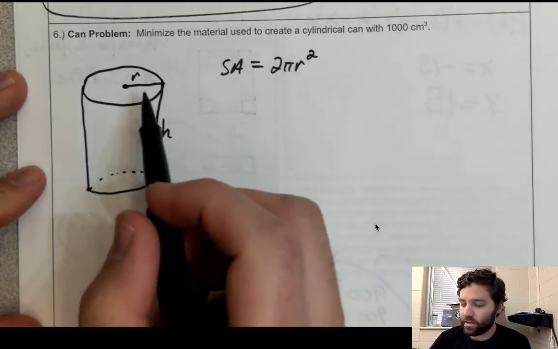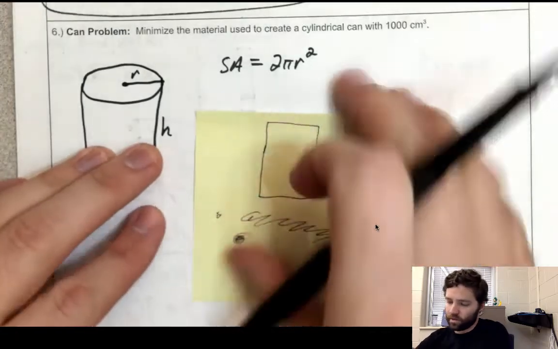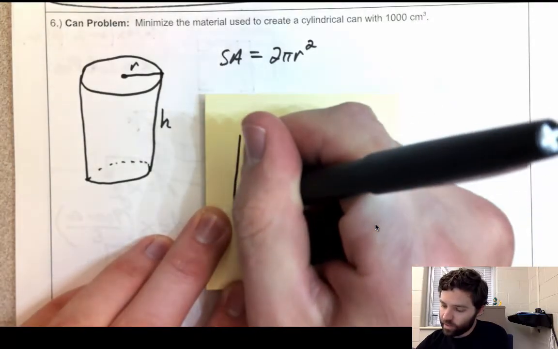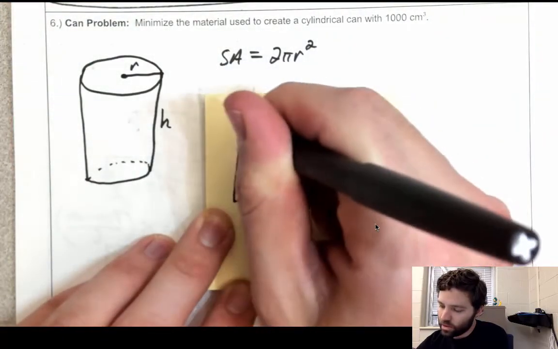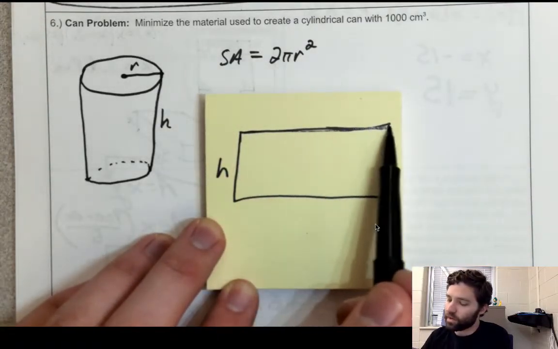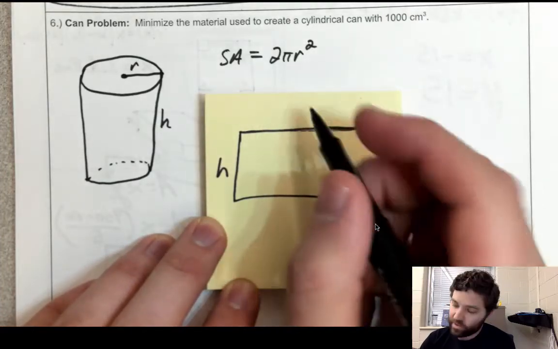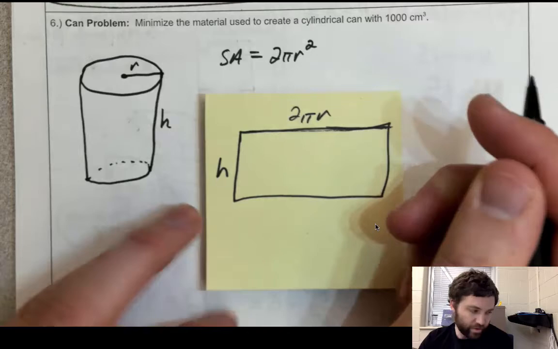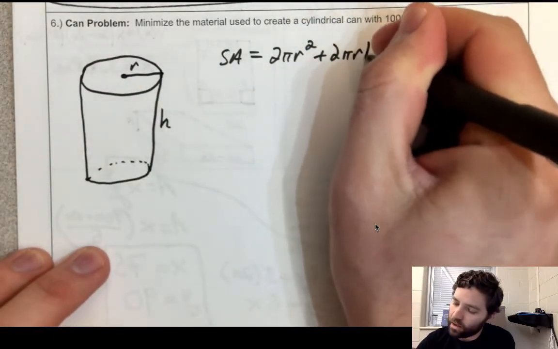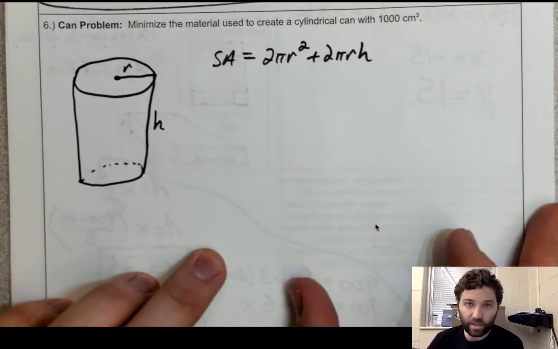Okay, so if you were to take this cylinder and you were to cut it and unroll it, you would get this. The side length would be h, right? And then the length of this rectangle, the unrolled part of the can, would be equivalent to the circumference of the circle. So it would be 2 pi r. All right, so what we'll end up adding then is 2 pi r times h. That gives us the surface area, all of the material, okay, used in the can.